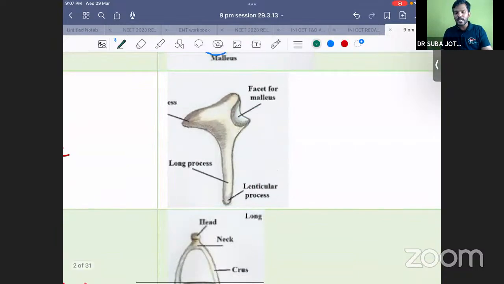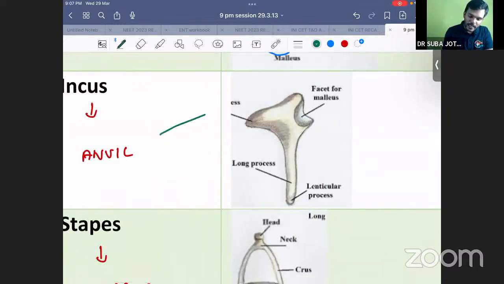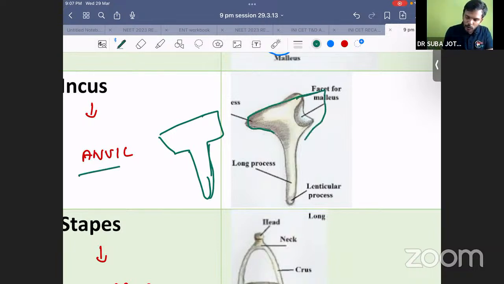Now you compare it with the incus. The incus looks like a podium where we would cut the head of animals. This is the anvil. The podium-shaped thing is the anvil. The head is projected like this. The body is very slender and long, so this is the long process. Then this one is the lenticular process.